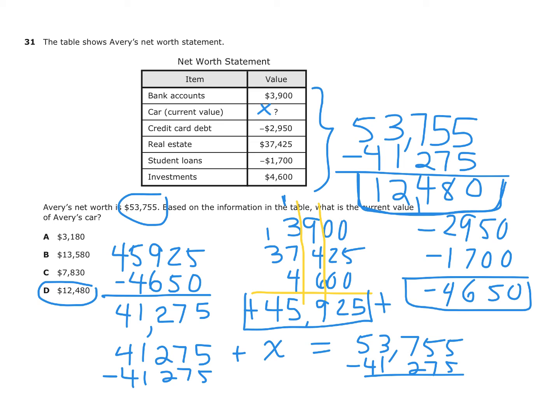So just to review this problem, it's kind of a long problem, but what you have to do is add up all the positive numbers and then add up the negative numbers, how much is debt. So what he's worth minus what he owes, and that's what we did here, 45,925 minus the 4,650. That gave us the 41,275, and then we subtract this amount from the total, 53,000, and that gives you the value of the car. That was for number 31.